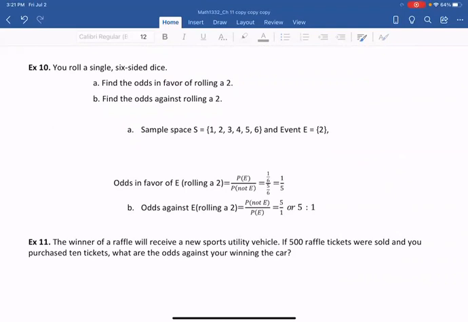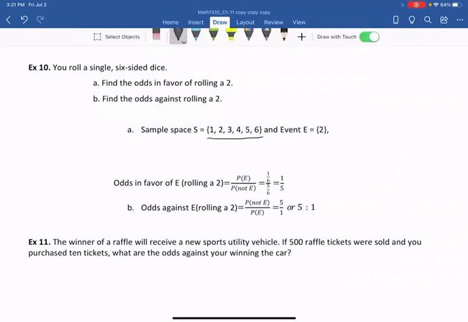Remember, the sample space we know is 1, 2, 3, 4, 5, 6. The event E is 2. So odds in favor of rolling a 2 equals the probability of E, rolling a 2, divided by not rolling a 2, that equals 1 minus P of E. That means P of E equals 1 over 6 because the number of E is 1.